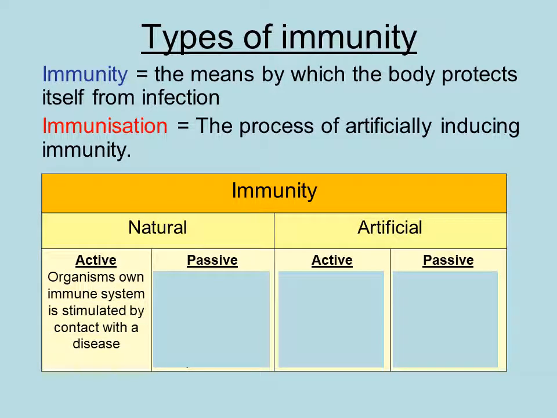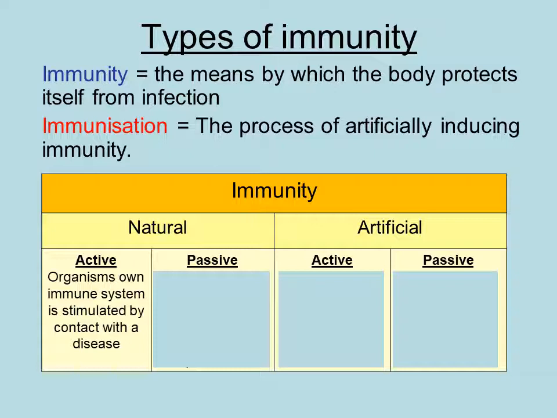Active natural immunity is really referring to the fact that our own immune systems are being stimulated, and it's actually producing its own antibodies and its own memory cells. So this is an active process in our immune system.